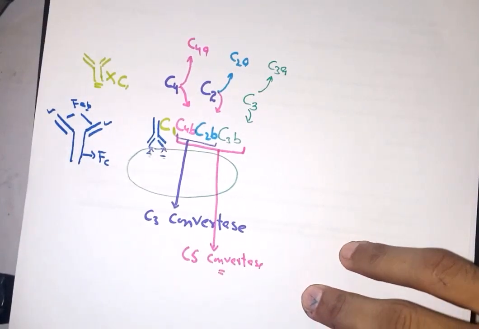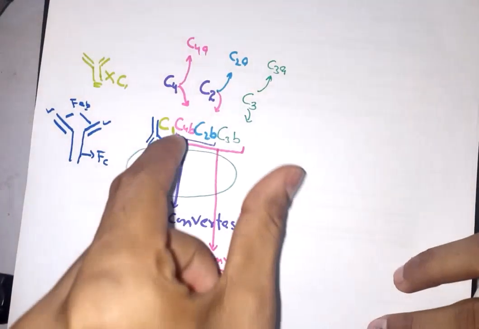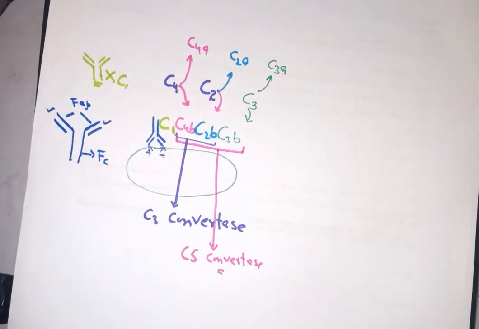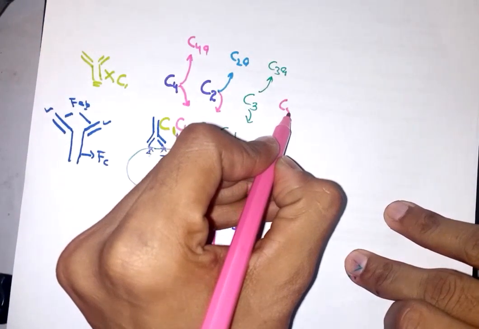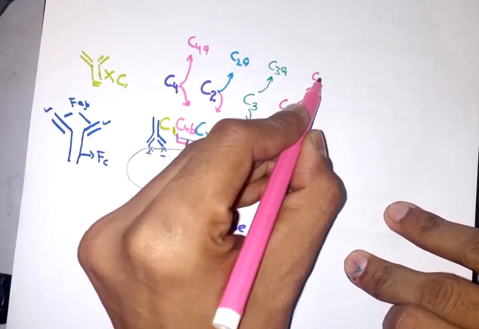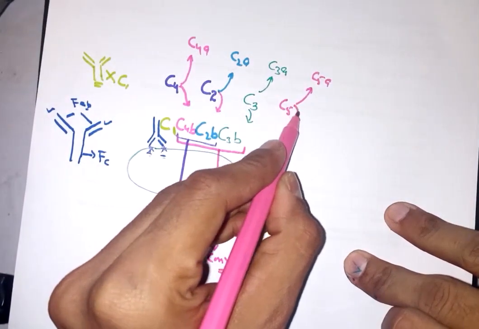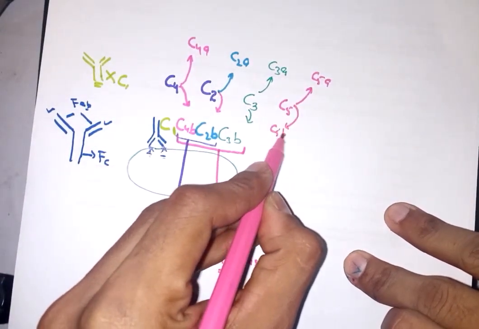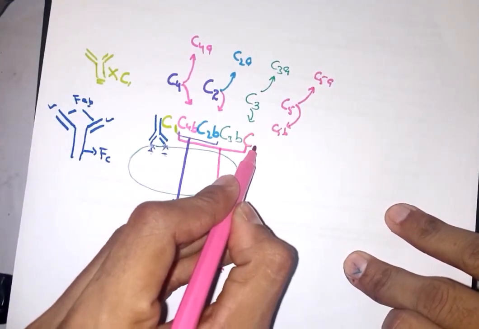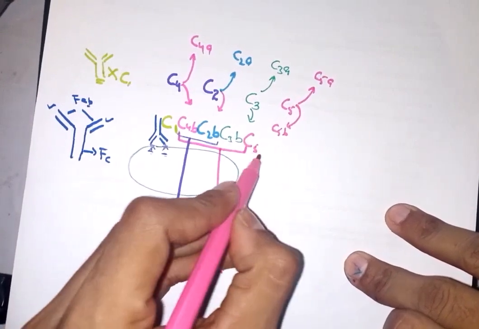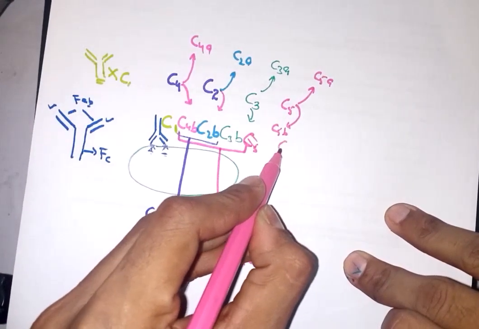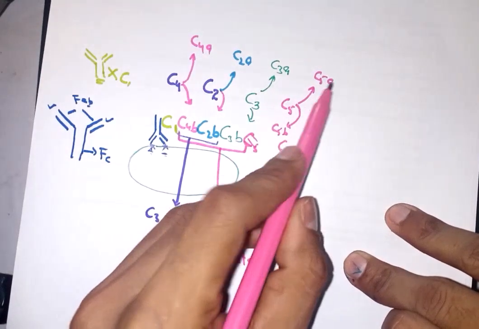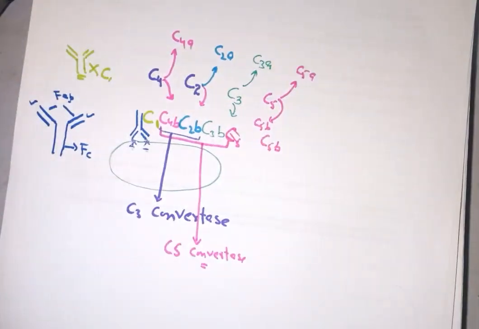C5 convertase. It means this complex of three proteins will be able to convert C5 into C5a and C5b. Now C5b will not attach, in fact it will stay separate. Now C5a and C5b have been formed.